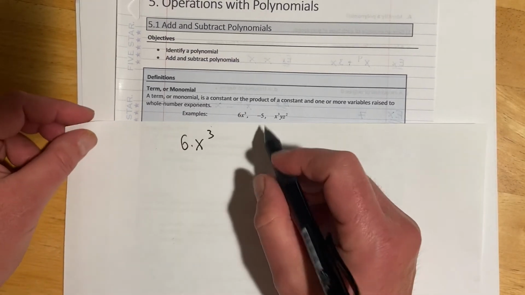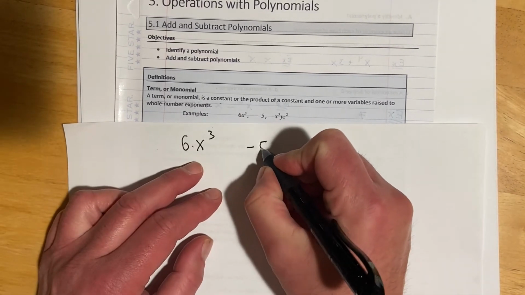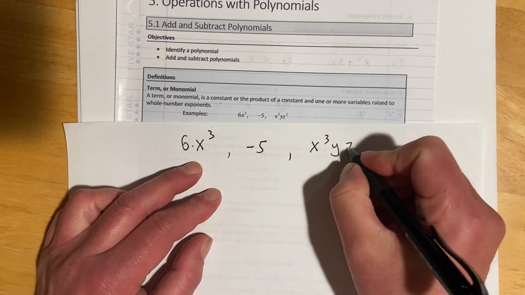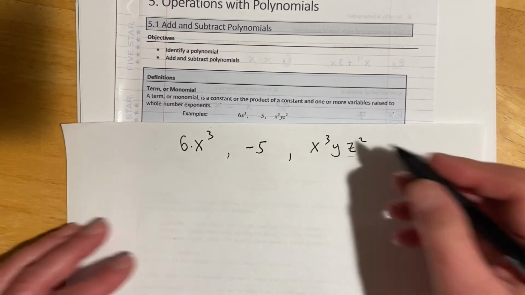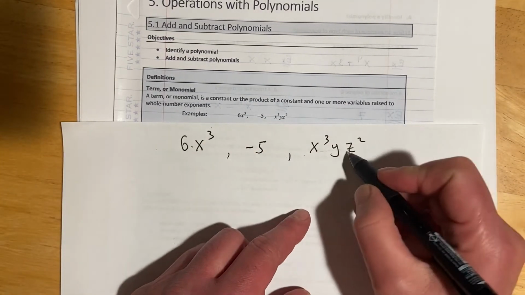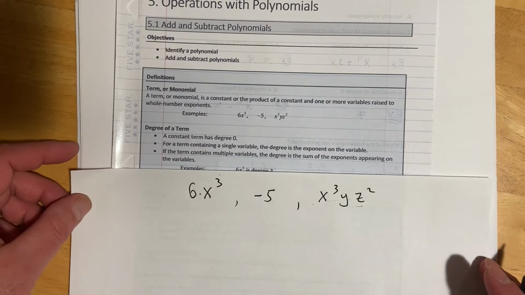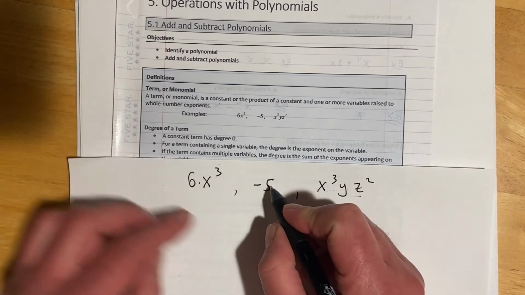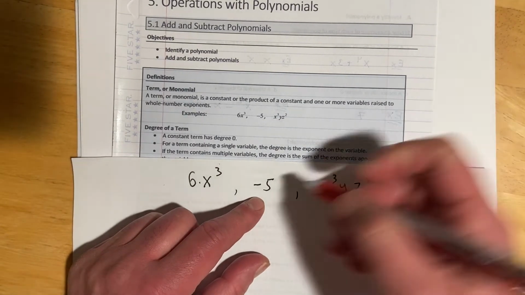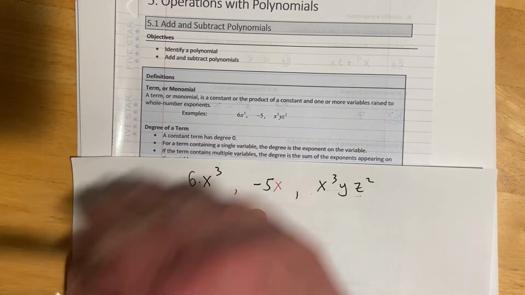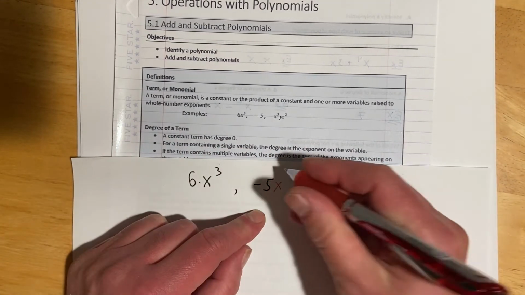And so the other examples I have here of terms would be like a -5, that would be a term. X cubed yz squared, we can have more than one variable, still a term because it's just a bunch of variables with whole number exponents. The degree of a term, for a constant term, it's degree 0. The reason for that, and we'll see this more in the next chapter, right now we're just kind of going to leave it at it is degree 0.